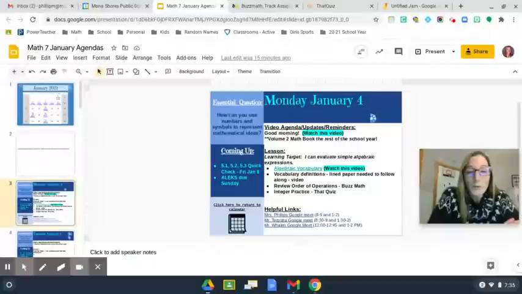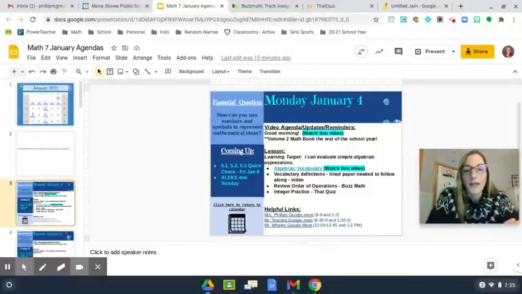So we're going to start Chapter 5, and one of the first things I'm going to talk to you about is the essential question in the upper left-hand corner, and it says, how can you use numbers and symbols to represent mathematical ideas? And so we'll see that as we go through the chapter. We're going to start today with understanding some of that vocabulary and what an algebraic expression is.